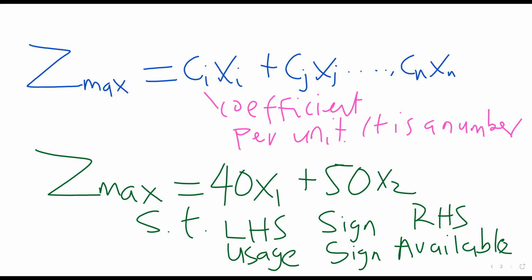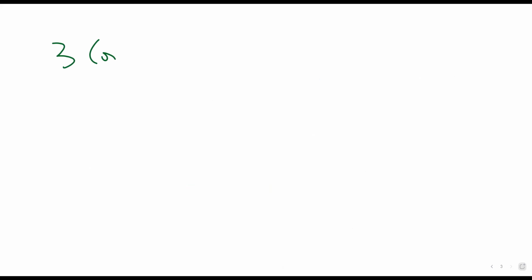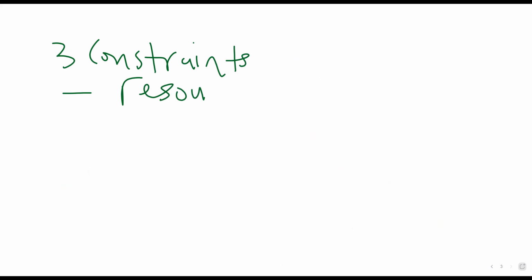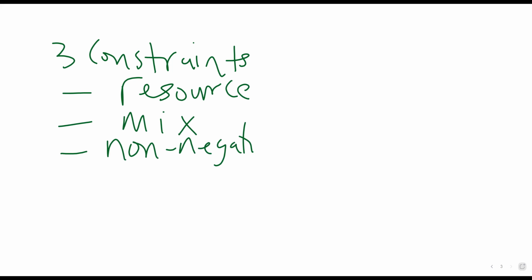Okay. Now, please note that there are three kinds of constraints that you should have in mind. The first one is known as resource constraint. Then we have the mixed constraint. And then we have another constraint well known as the non-negativity constraint.